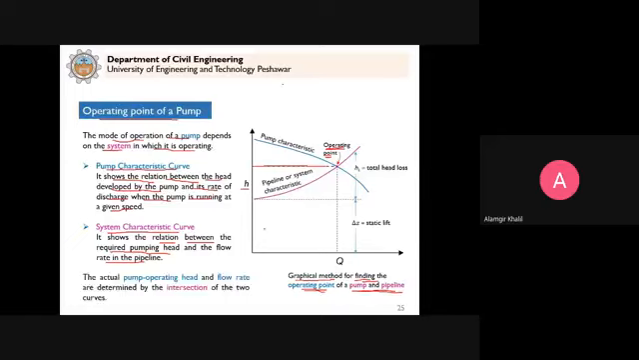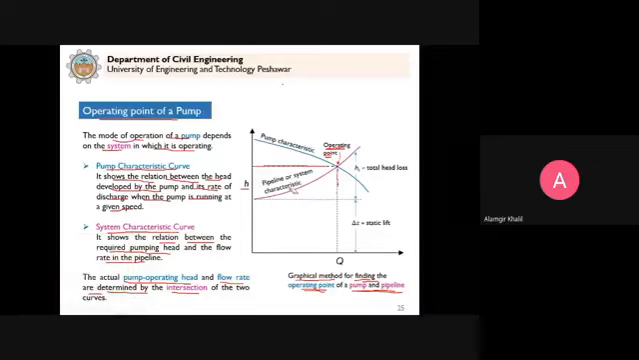Now, the actual pump operating head and flow rate are determined by the intersection of the two curves. This is what I said. So we have this operating point of a pump that is determined from here. This shows that what the system requires, the pump is providing. So that pump is then suitable.